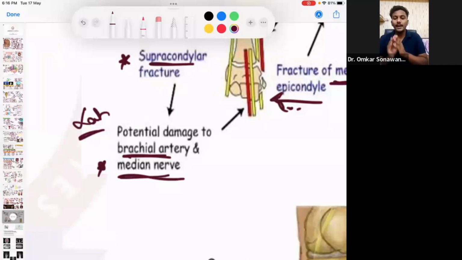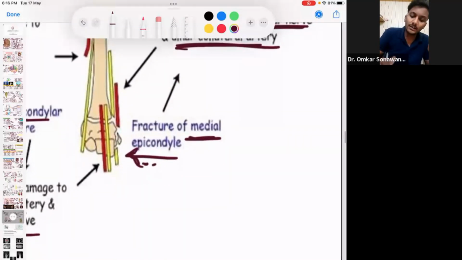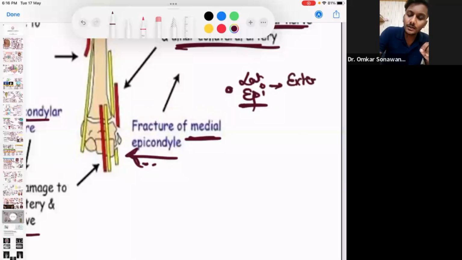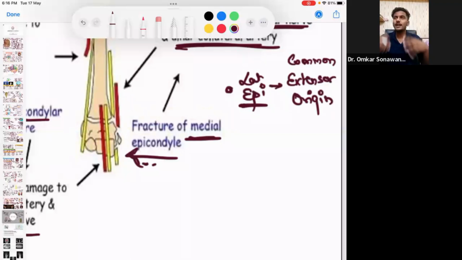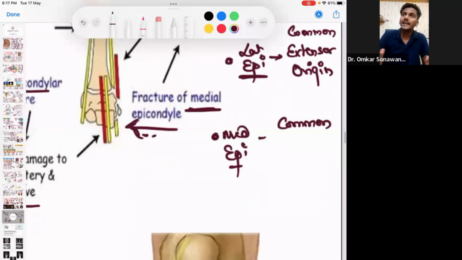Which artery? Brachial artery. Important. Now please tell me, the lateral epicondyle serves as a common origin for which muscles? Flexor or extensor? The lateral epicondyle is a common origin for extensor muscles. So the lateral epicondyle is known as the common extensor origin, whereas the medial epicondyle is known as the common flexor origin, because all the flexor muscles mainly originate from the medial epicondyle.